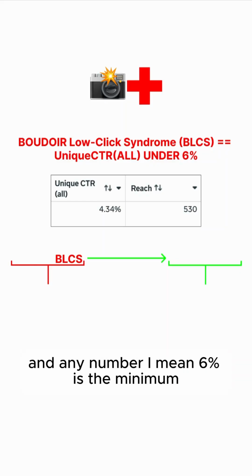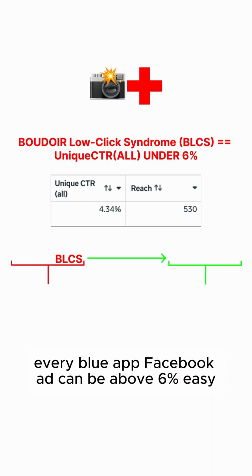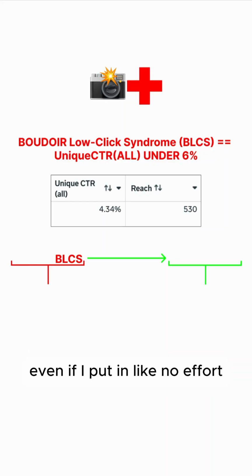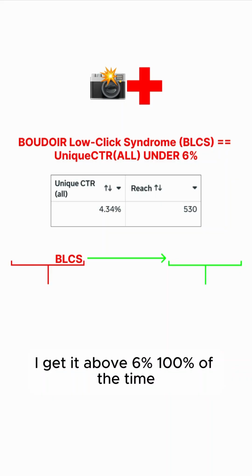And 6% is the minimum. Every Boudoir Facebook ad can be above 6% easy. Even if I put in no effort, I get it above 6%, 100% of the time.